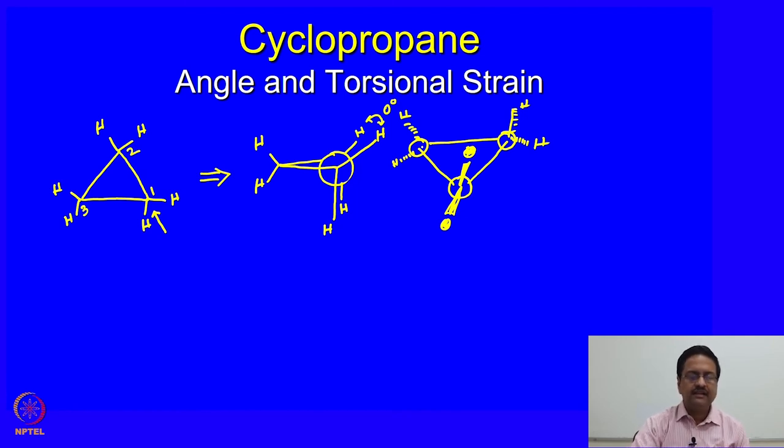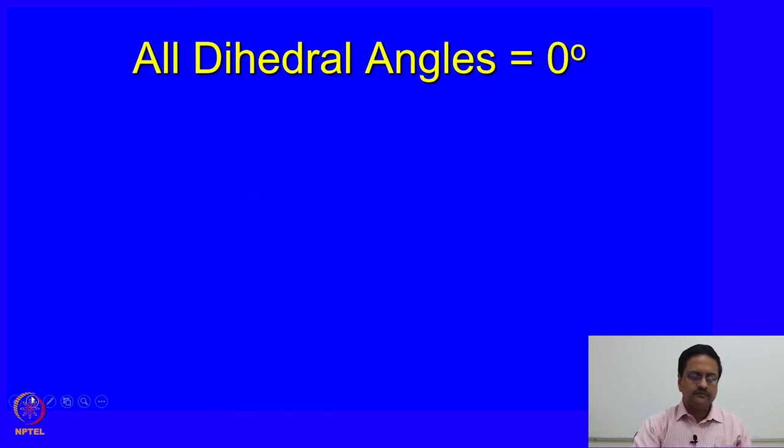This molecule has very high angle strain because you see this bond angle is 60 degrees, which is very far deviated from the ideal value of 109 degrees for an sp3 carbon. So instead of 109 degrees, the deviation is large. So you have a large angle strain in the molecule, and also these hydrogens are in eclipsed condition, so the molecule has an additional torsional strain as well, and therefore this molecule is highly unstable. Here all the dihedral angles that we have seen are 0 degrees.